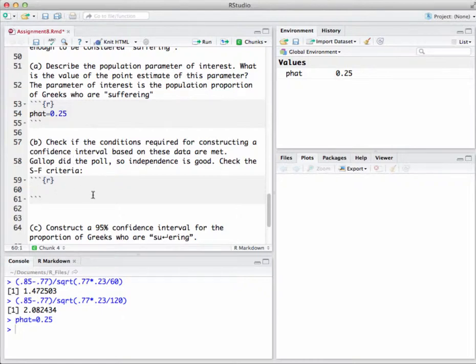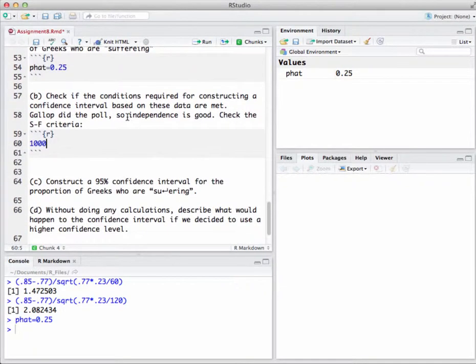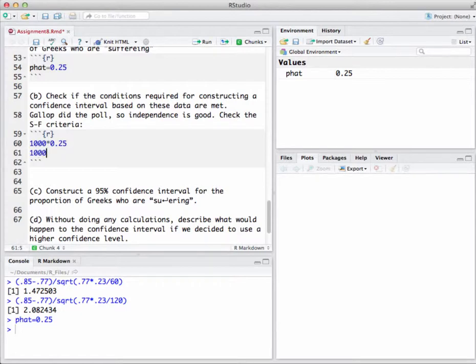Remember, to do the success-failure criteria, what we need to do is take n, which in this case was 1,000. Just to remind you, it was a sample of 1,000. And the p here was equal to 0.25. So there's our n times p. And then we also need to check the number of failures. Be sure you keep this straight: we're working with a binomial distribution again here, and each of those individual Greeks was a Bernoulli trial. They either answered one way or the other. They were suffering or they were not. That's the way we're approaching this.